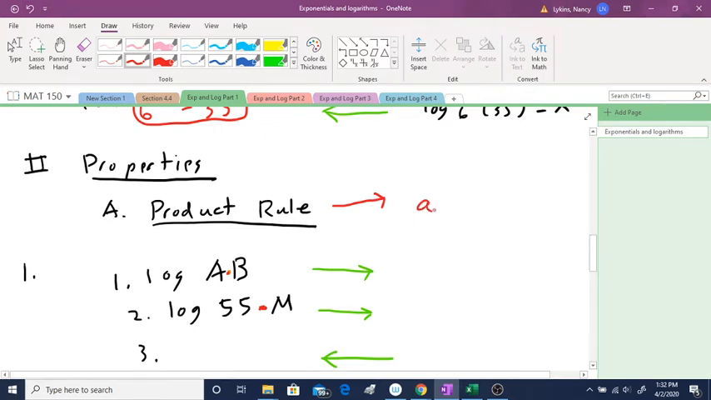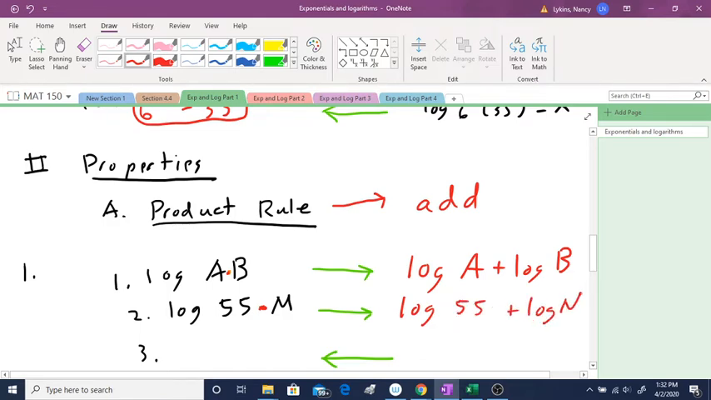We're going to add. So this one will be log a plus log b. And notice that the a and the b both get the log. Look at number 2. We're going to separate the 55 and m by the addition symbol. So log of 55 plus log of m.